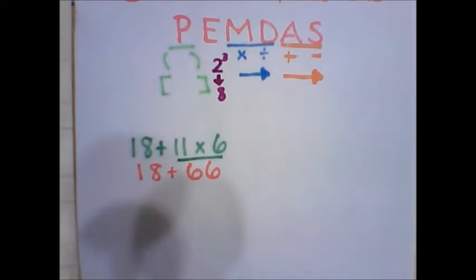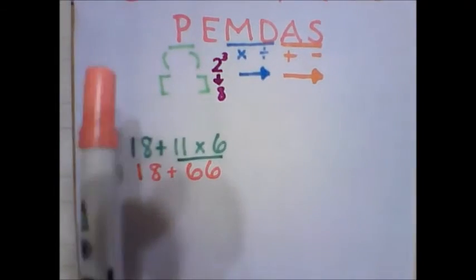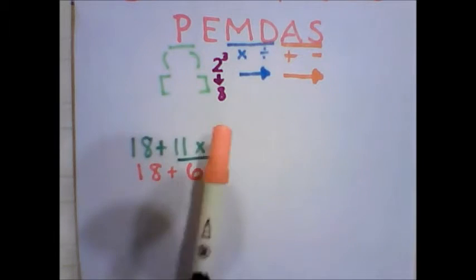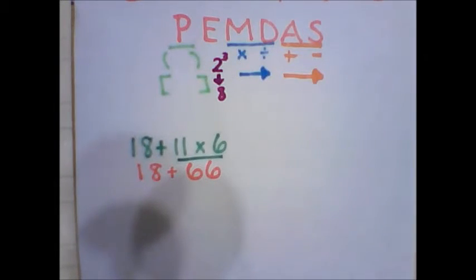Now, let's go back up to PEMDAS. Do we see any more multiplication and division? I sure don't. So now we can move on to addition and subtraction. Do you see any? Of course, we see addition. And the addition that we're going to complete is 18 plus 66.